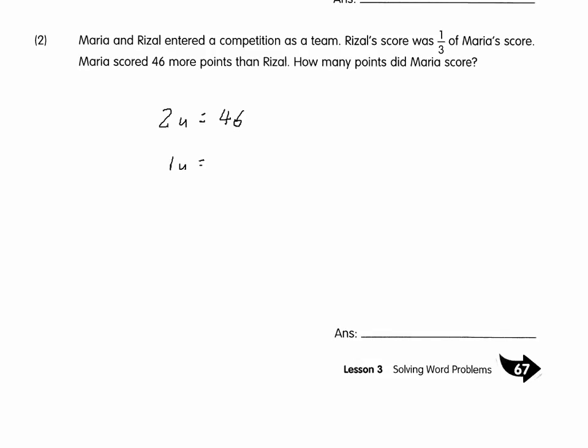How many points did both of them score all together? Lauren. Sorry? 23 times 4. Very good. Okay, but how many points did Mari score? How many units am I looking at? 3 units. So it's actually 23 multiplied by 3 equals to 69.